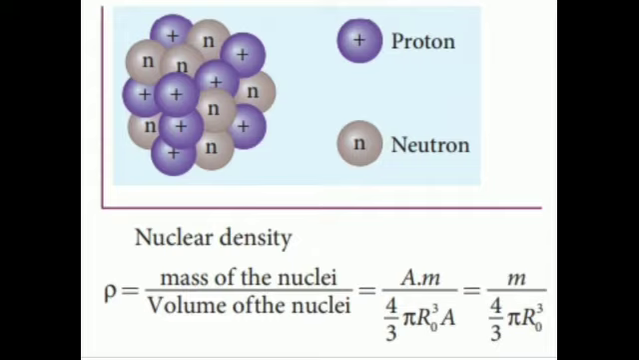Next, size and density of the nucleus. The alpha particle scattering experiment and many other measurements using different methods have been carried out on the nuclei of various atoms. The nuclei of atoms are found to be approximately spherical in shape. It is experimentally found that the radius of nuclei for Z greater than 10 satisfies the following empirical formula: R equals R naught A power 1 by 3. Here A is the mass number of the nucleus and the constant R naught is equal to 1.2 fermi.